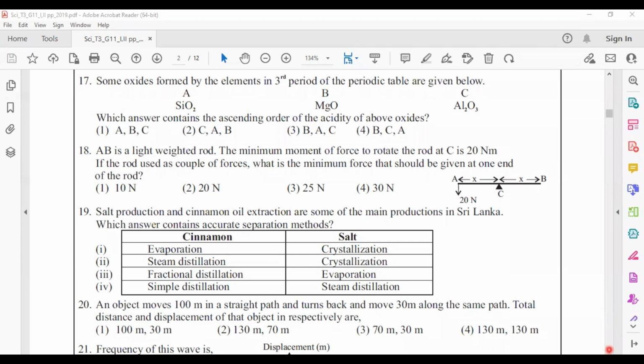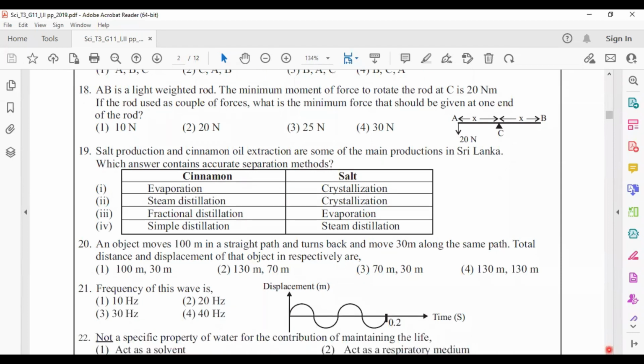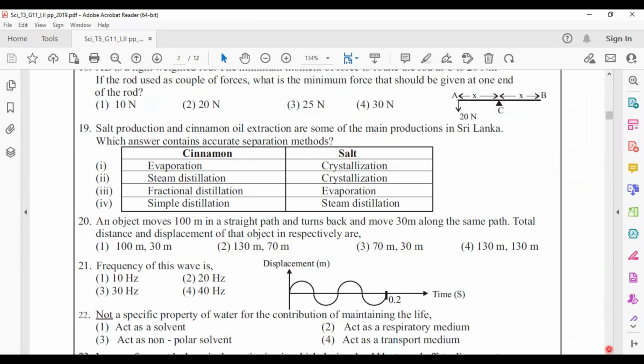Salt production and cinnamon oil extraction are some of the main productions of Sri Lanka, which also contains accurate separation methods. We know to produce cinnamon, there's only one method, that is steam distillation. But to separate salt, there are two methods. One is evaporation, the other one is crystallization. So answer number 2 is the correct one.